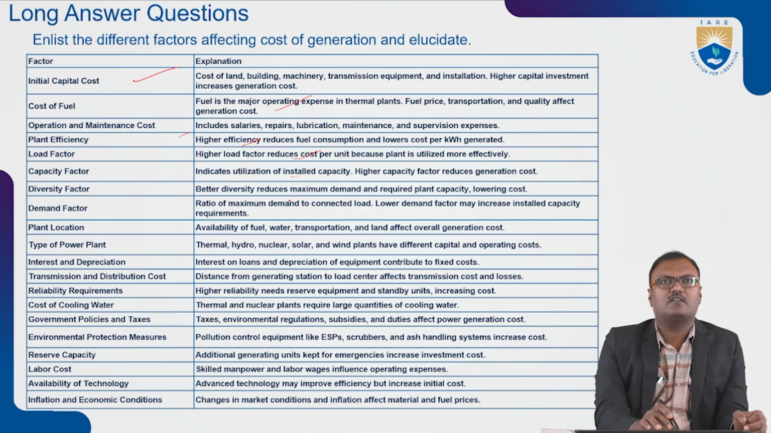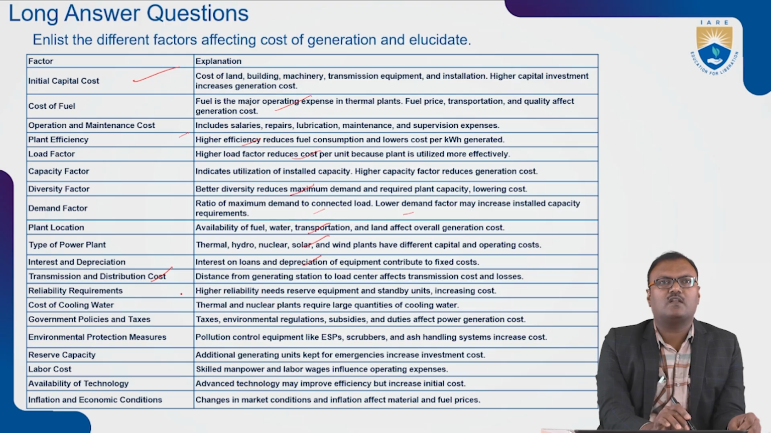And diversity factor, better diversity reduces maximum demand and the required plant capacity. And demand factor is the ratio of maximum demand to connected load, so lower demand may increase installed capacity requirements. And plant location is based on the availability of fuel, transportation, and the overall generation cost, and type of power plant, interest and depreciation, transmission and distribution cost.